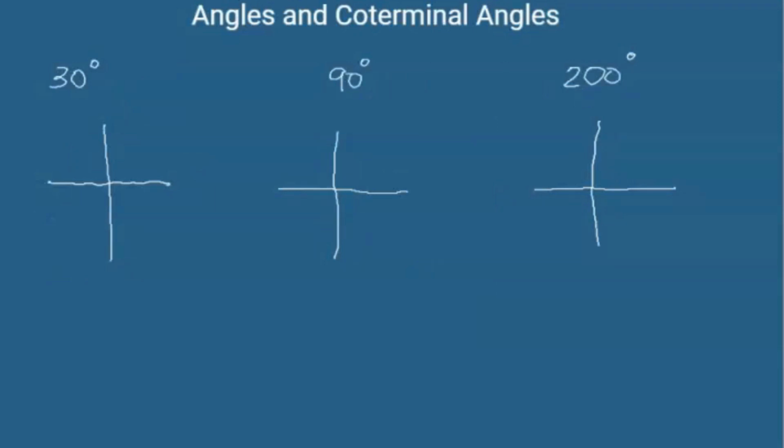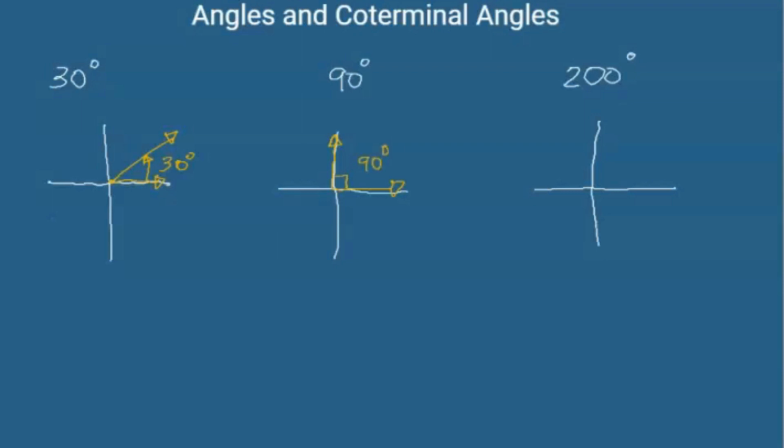So for example, we need to sketch these angles in the Cartesian plane. So let's start with the first one, positive 30 degrees. So this is the initial side, this is the terminal side, so this is 30 degrees. For positive 90 degrees, initial side along the positive x-axis, and we know if it's 90 degrees, it forms a square corner, so this is 90 degrees.